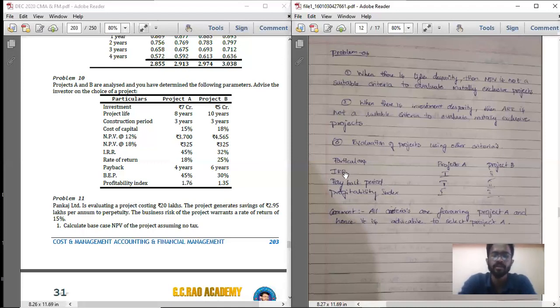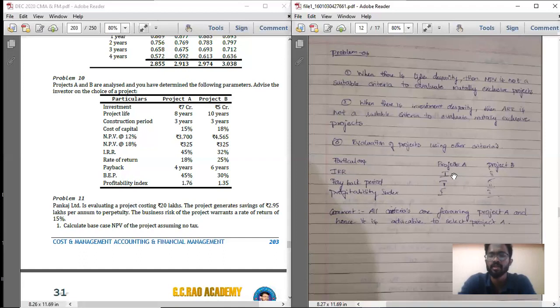Below that, particulars: IRR, which is higher, only if it is higher it is acceptable. Your internal rate of return for project A is 45%, for project B it is 32% only. So in respect of the project A column, record Roman number 1, and in respect of project B, record Roman number 2, because project A has a higher IRR whereas project B has a lower IRR.